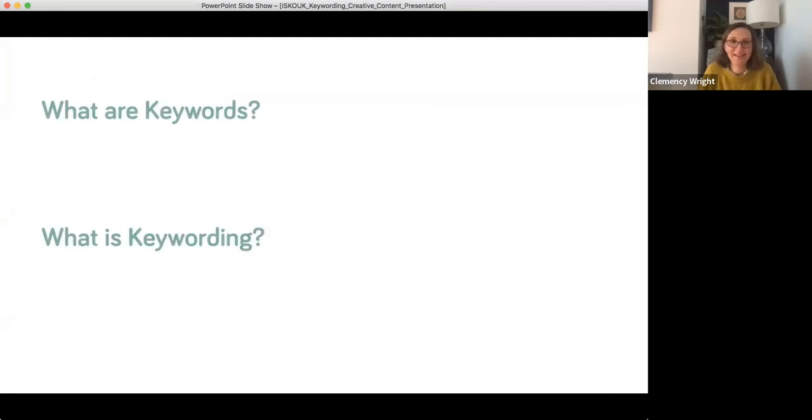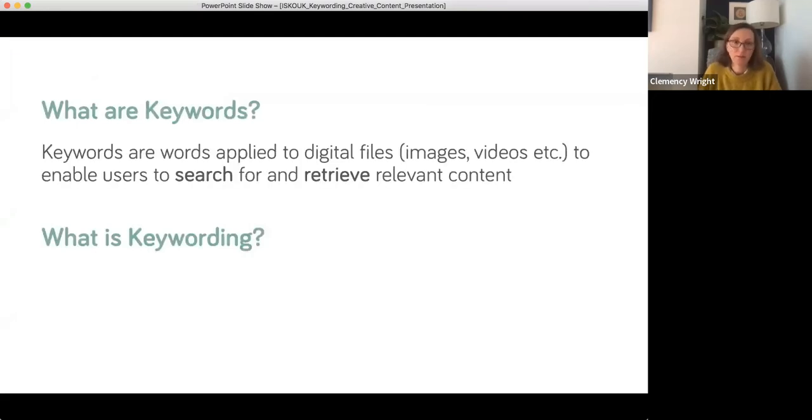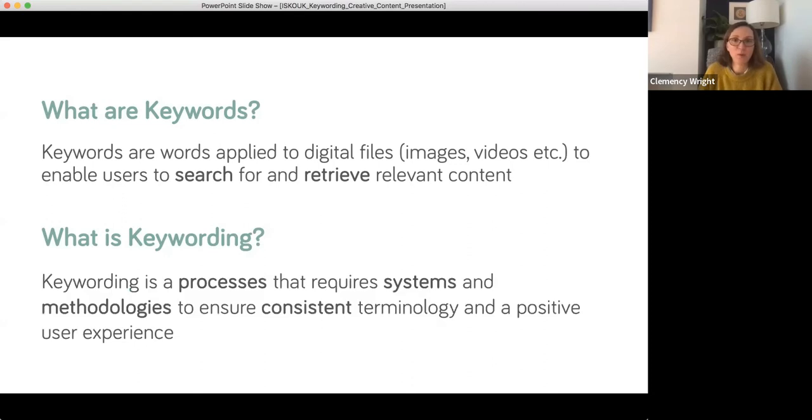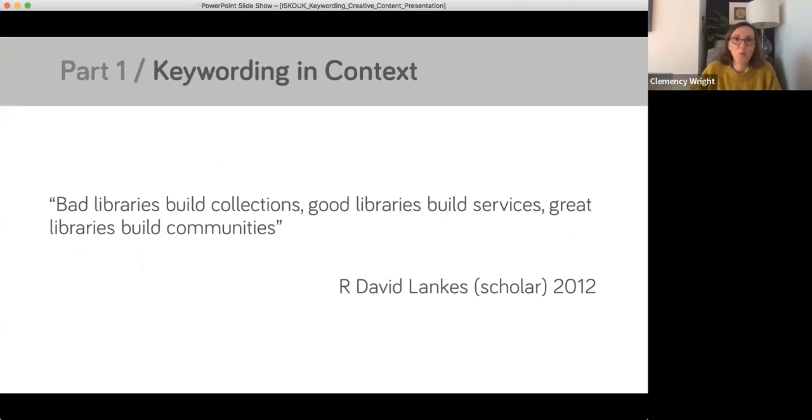So diving right in, what are keywords? Keywords are words applied to digital files, which could be images, videos, etc., to enable users to search for and retrieve relevant content. So keywording, therefore, is a process that requires systems and methodologies to ensure consistent terminology and a positive user experience. So part one, we're looking at the context of keywords and the world that we live in and why keywords exist and why they're important.